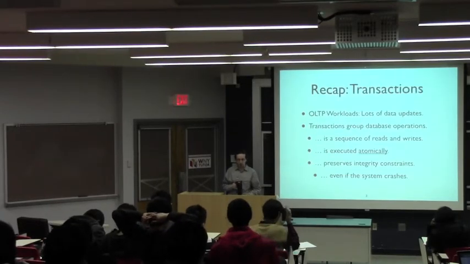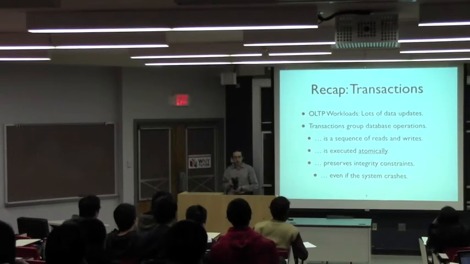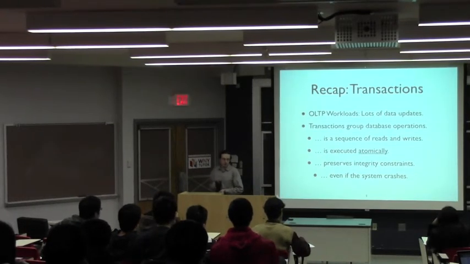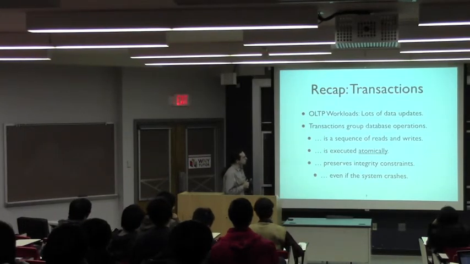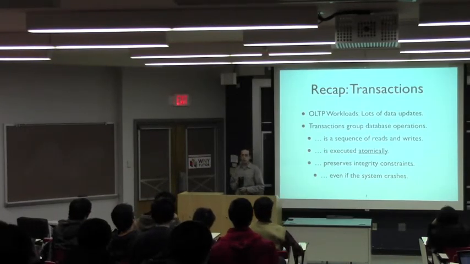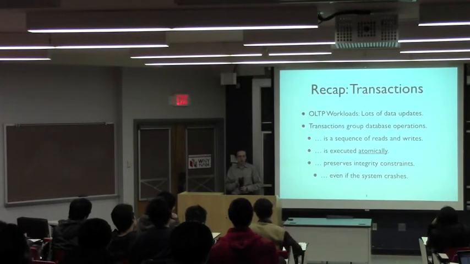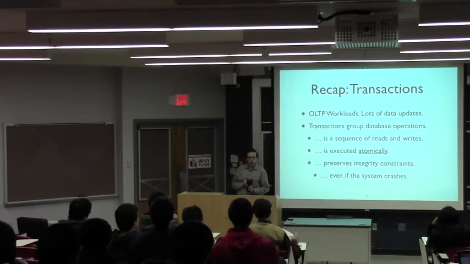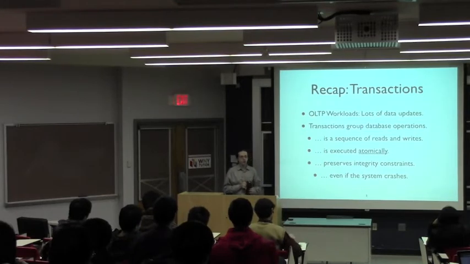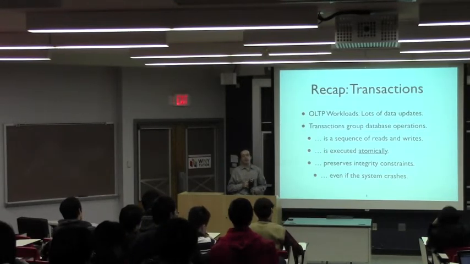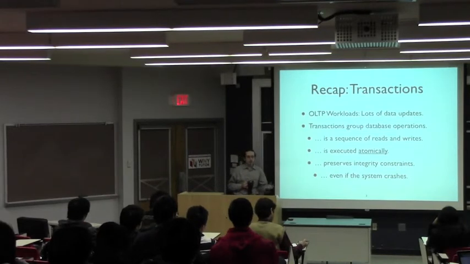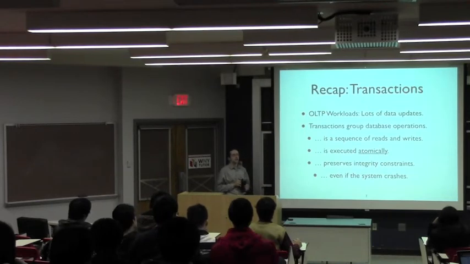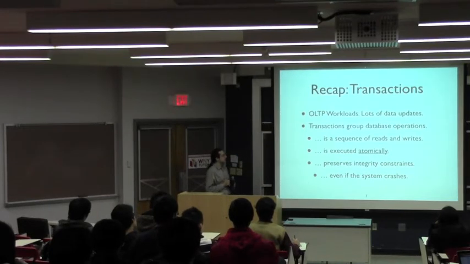Let me do a quick recap of what we covered on Monday. We started off with this idea of transactions. In this particular class of workloads that we call OLTP, or online transaction processing, the distinguishing feature is that there are a lot of updates to the data. So you need to be able to access the data as well as change it and make sure that those changes leave the data in some sort of consistent state.